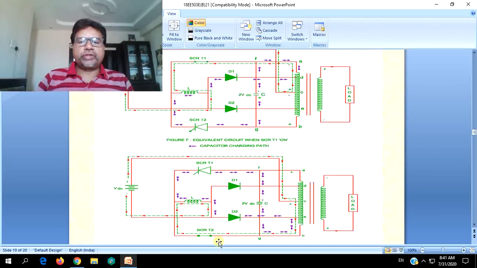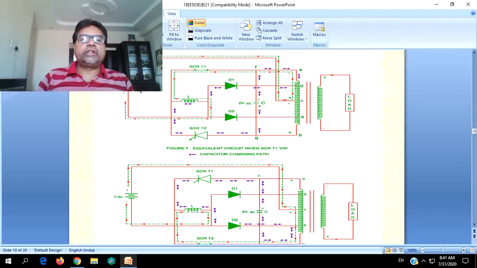Now what happens when SCR T2 is turned on? When SCR-T2 is turned on, follow the same circuit. When it is turned on, in the first interval, the load is fed with VDC and the corresponding current flows. Due to load inductance, the current starts to increase in a sinusoidal manner.